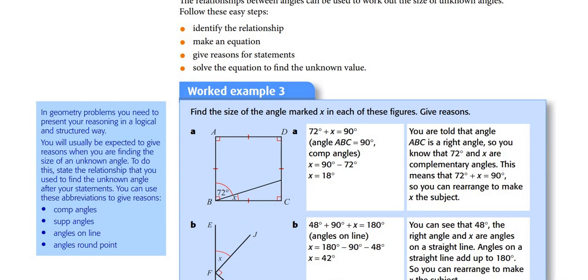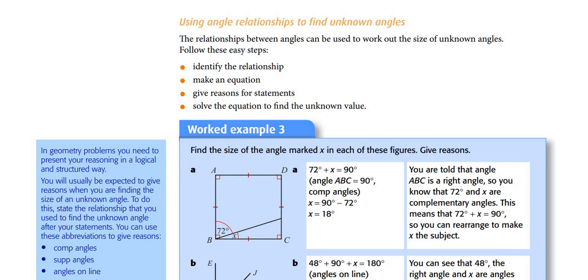And here are the exercises. In the exercise, you will be asked to find the value of a certain angle based on the other angles' information that you're given and the relation between those angles. It says using angle relationships to find unknown angles. The relationships between angles can be used to work out the size of unknown angles.